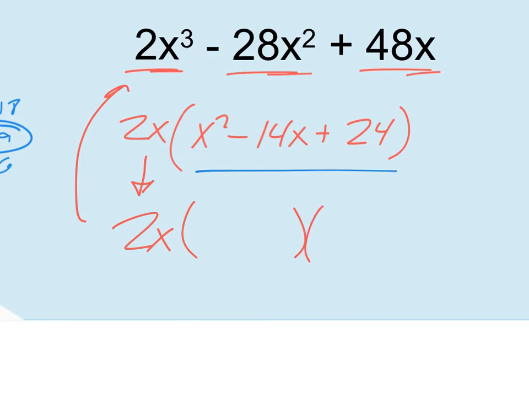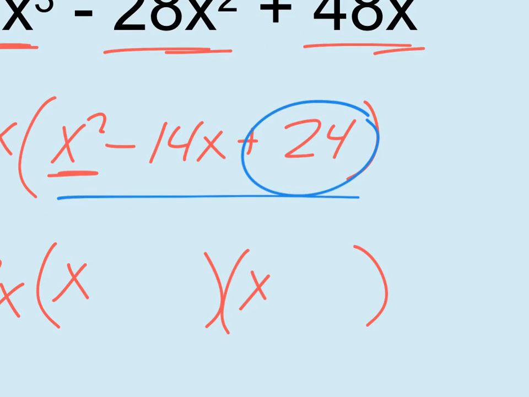I'm going to make 2 sets of parentheses again, and I'm going to see if this factors nicely, and I think it will. X squared means this comes from x and x. Looking at my last number there, positive 24, let me start with writing the factors right now. So 1 and 24, 2 and 12, 3 and 8, 4 and 6.